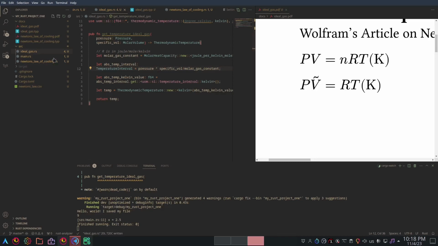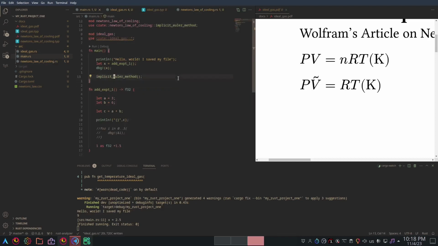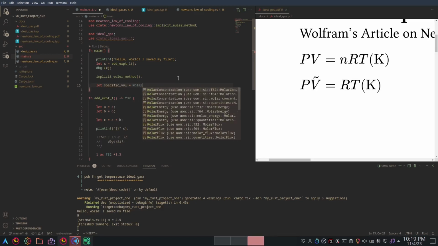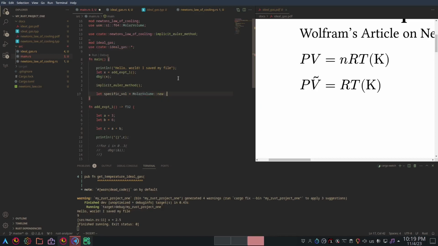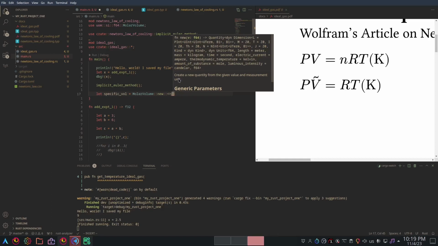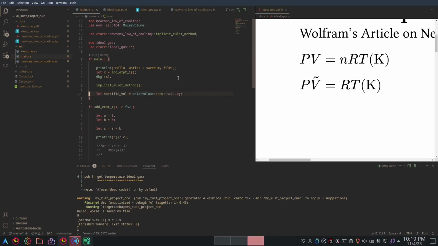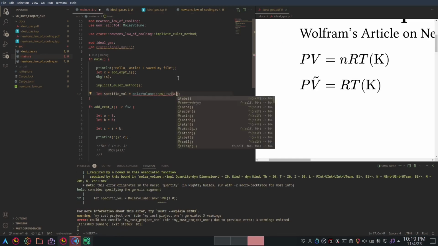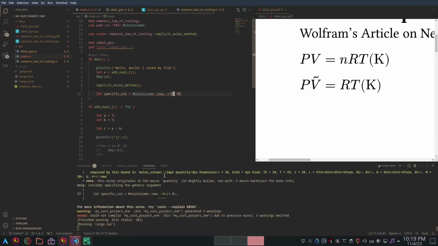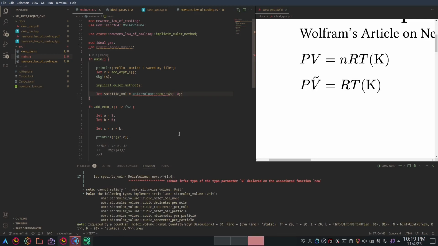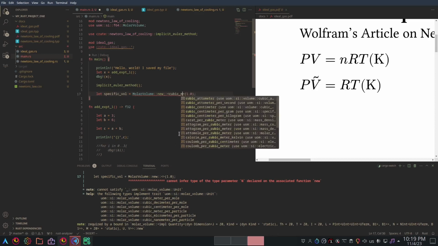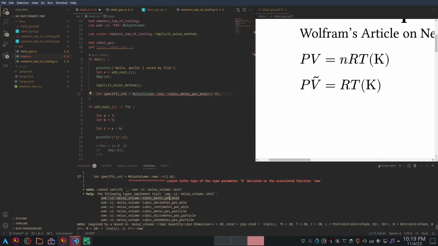How do you call this function? We'll go to main. After the implicit Euler method is done, let's say we have a specific volume, and let's give it a molar volume. I can't even remember the units now, so I just let the compiler suggest it for me. Let's just give it 1 cubic meter per mole. That's a huge molar volume, I think. I'm just referring to this right here, cubic meter per mole.